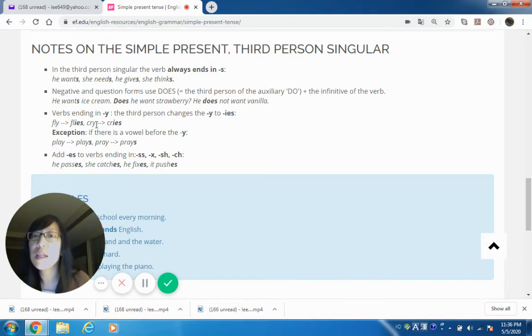And for verbs ending in Y, the third person changes the Y to IES. So when there's a Y at the end, you've got to check if there is a consonant before it like this, then you drop the letter Y and replace it with I, and you add ES. That's why it's fly, flies, cry, cries.